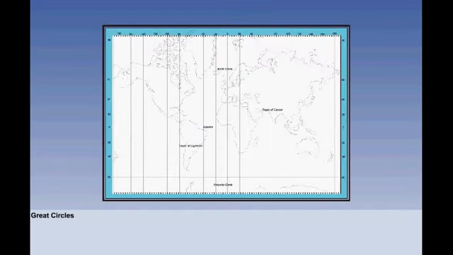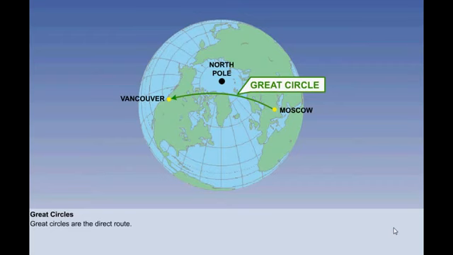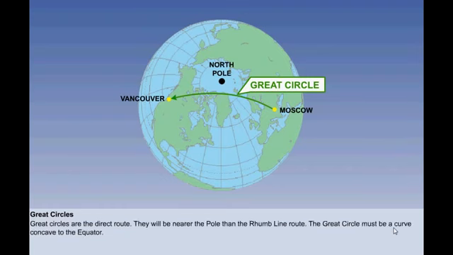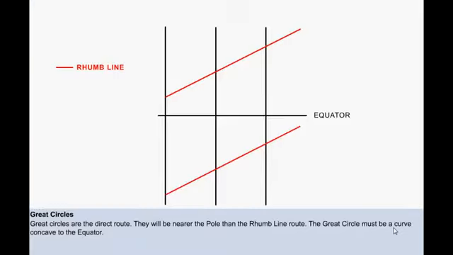How will great circles be portrayed on this chart? On the Earth, great circles are the most direct track. Therefore, they will always lie nearer the pole than the equivalent rhumb line route. So, if the rhumb line is a straight line, the great circle must be a curve concave to the equator.